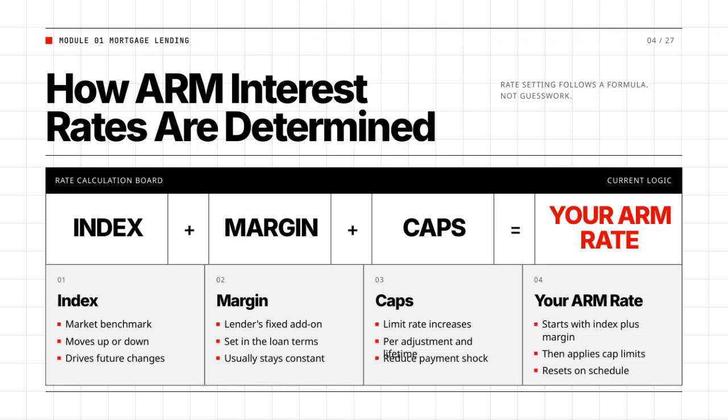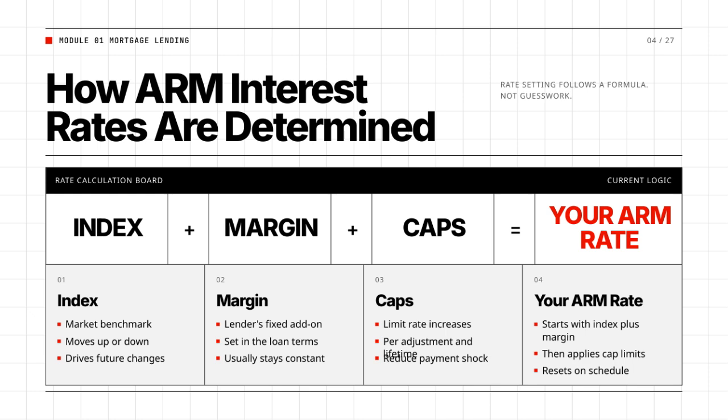When it comes to determining ARM interest rates, it's important to understand that rate setting follows a clear formula rather than guesswork. The rate calculation involves three key components: the index, the margin, and the caps. The index acts as a market benchmark that fluctuates up or down based on market conditions, and it drives future interest rate changes. The margin is a fixed amount added by the lender, which is set in the loan terms, and usually remains constant throughout the loan. Caps play a critical role by limiting how much the rate can increase both at each adjustment and over the lifetime of the loan. This helps to reduce payment shock for borrowers by preventing sudden, drastic hikes in interest rates.